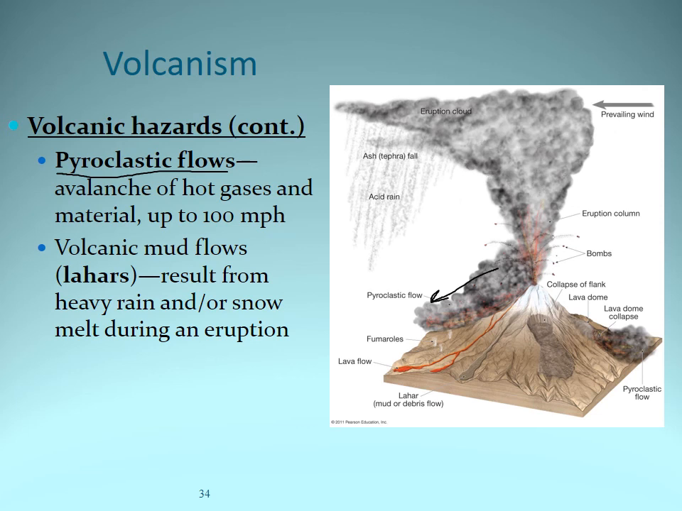So this diagram here shows a very good comprehensive overview of some of the hazards associated with volcanoes. We can get a lava dome collapse. We can get an entire side of a volcano collapsing, which is what happened with Mount St. Helens. These rocks right here, they're called bombs. We have the eruption cloud. And when some of that eruption cloud mixes with rain and there's gas in it, we can have acid rain.